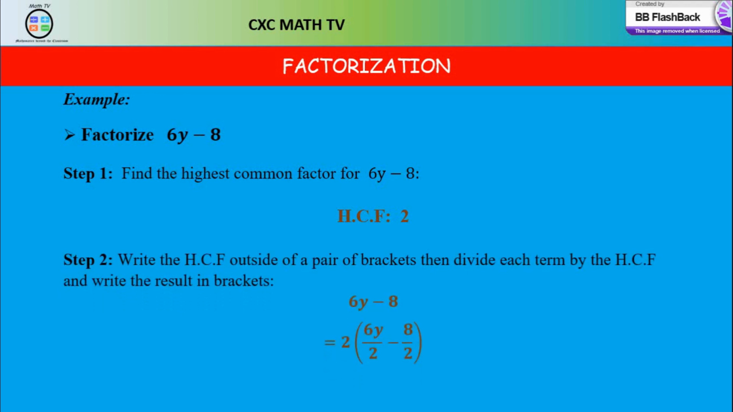So we put a 2, and then you have to divide 6y by 2, and divide the negative 8 by 2. When you do that, you get 3y minus 4. The final answer is the same as 2 in bracket 3y minus 4. If you multiply 2 times 3y, you get back your 6y, and if you multiply 2 times the negative 4, you get back your minus 8. Notice they are the same. Factorization is just a different way of expressing the same thing.